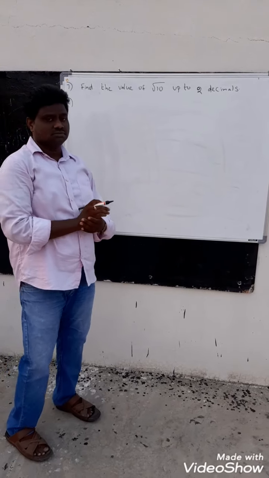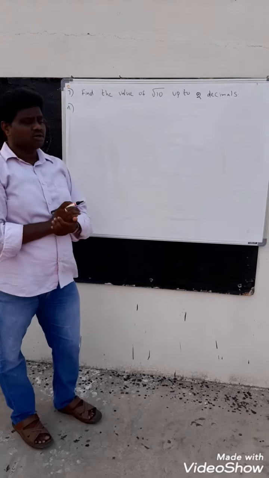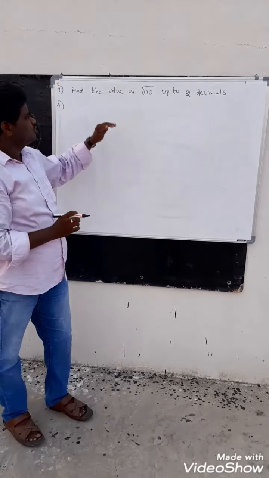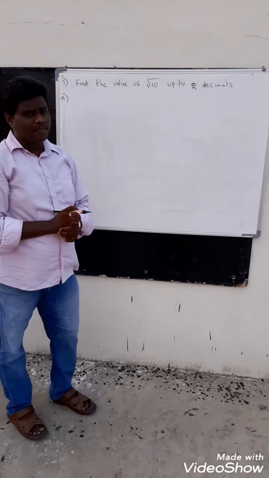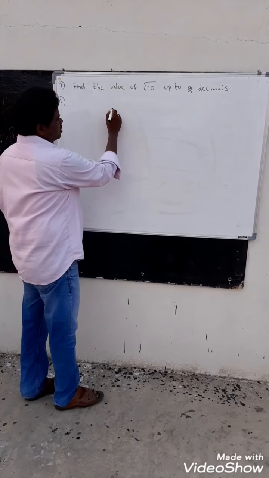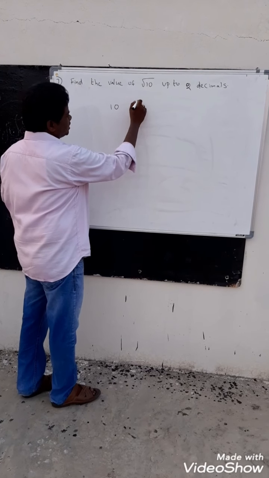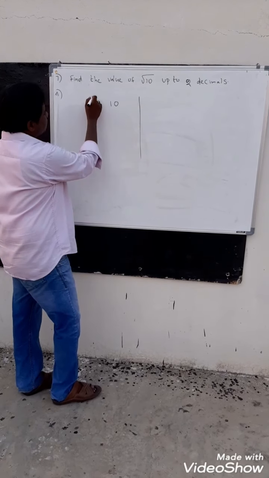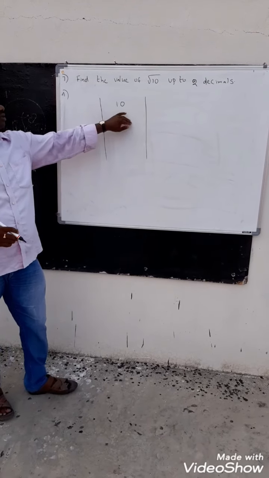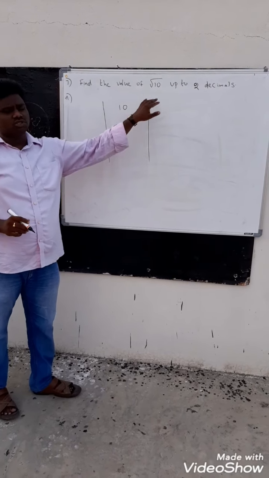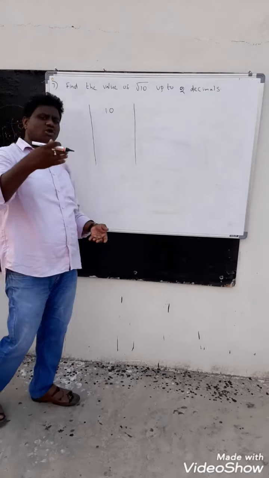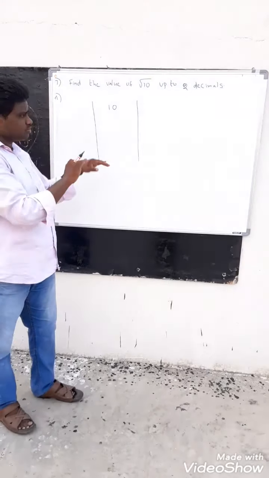Now children, I want to explain the second example. Find the value of root 10 up to 2 decimal places. Already I told you, 10 means you have to write 10.00 or leave like that, no problem. No need to keep 10.000. 10 means 10.00. How many zeros you want to keep, otherwise don't keep, no problem.